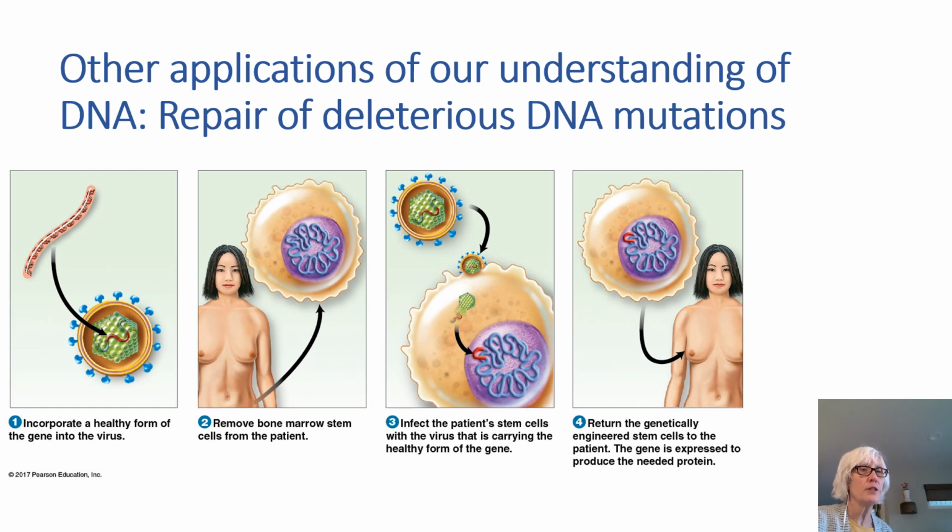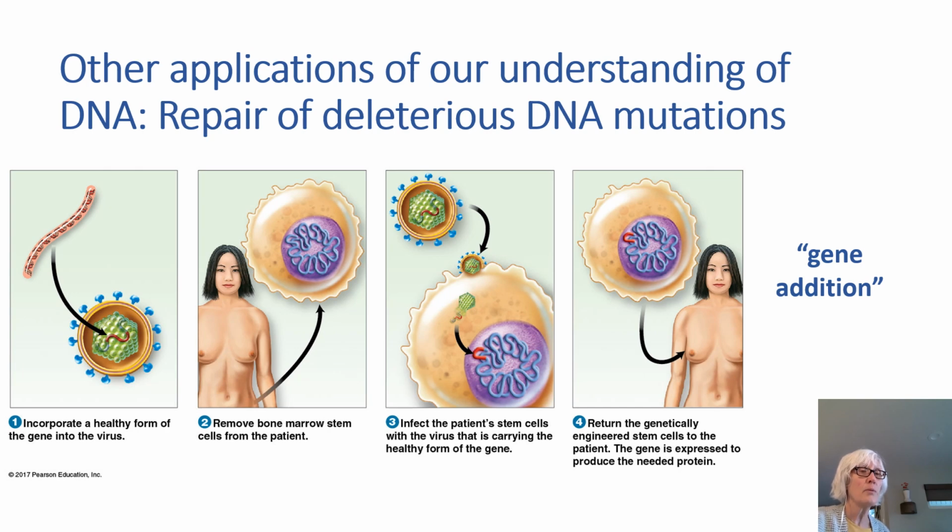Another application of genetic manipulation is the repair of DNA mutations that cause disease. This is called gene addition. We are not removing a gene and replacing it with a different gene, but rather we are adding a functional gene on top of a mutated gene. The way that this occurs in step one is that we obtain a copy of some functional DNA and we insert it into a virus. That DNA is incorporated into the virus's DNA.